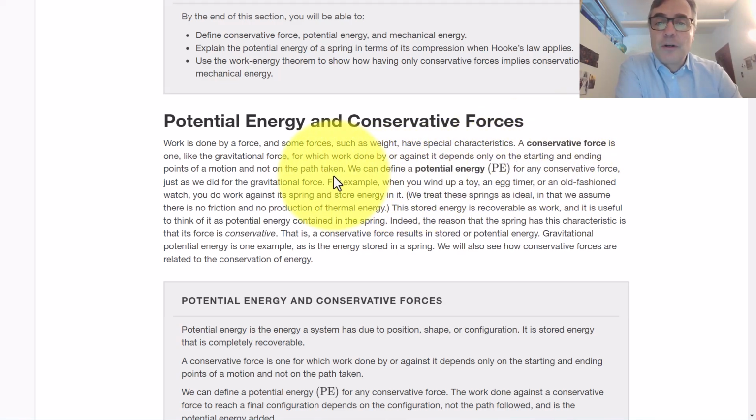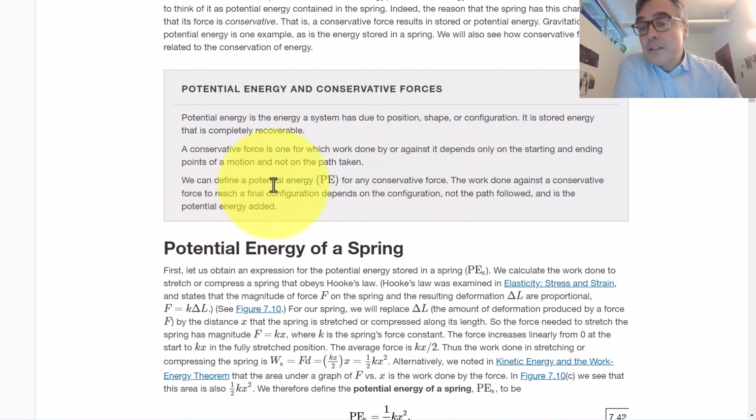A conservative force is one for which work done by or against it depends only on the starting and ending points of a motion and not on the path taken. So we can define a potential energy for any conservative force.